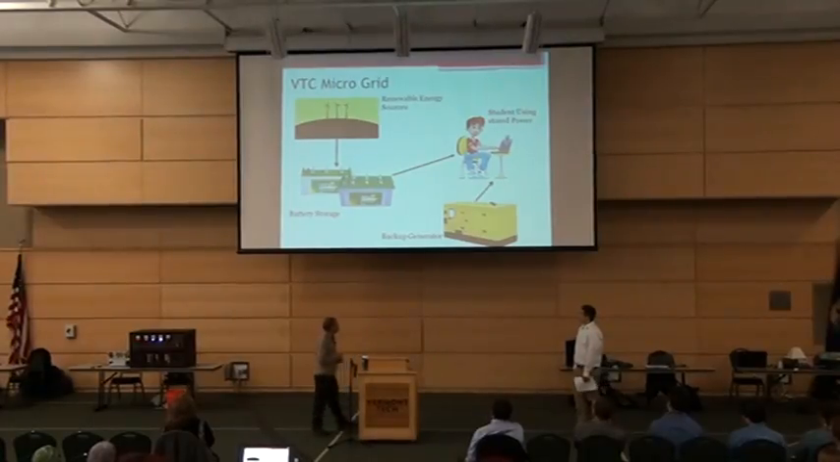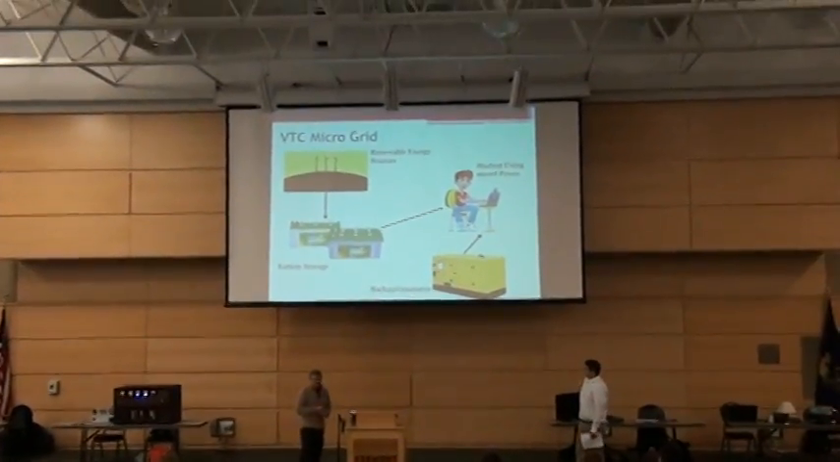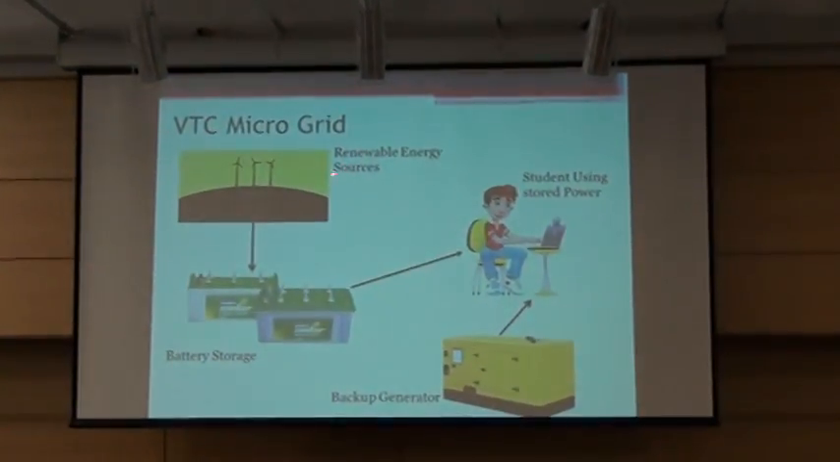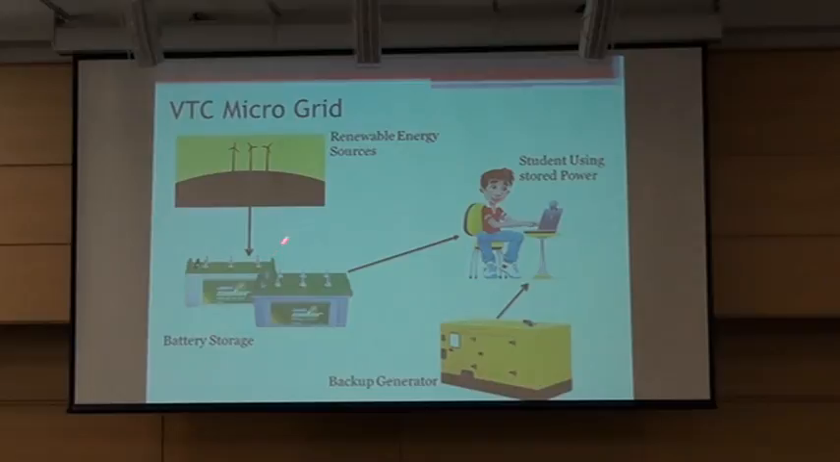To get an idea of what a microgrid would look like on the VTC campus, you would start with renewable energy sources that would supply some kind of battery storage. And the battery storage would supply a load, being students using computers, air handling units, and anything that uses electricity on campus. If the renewable energy couldn't keep up with the load demand, a backup generator could be used to supplement power.